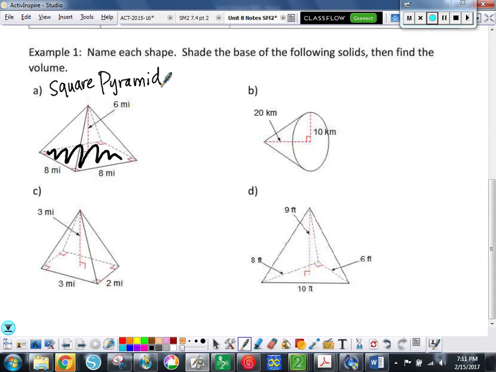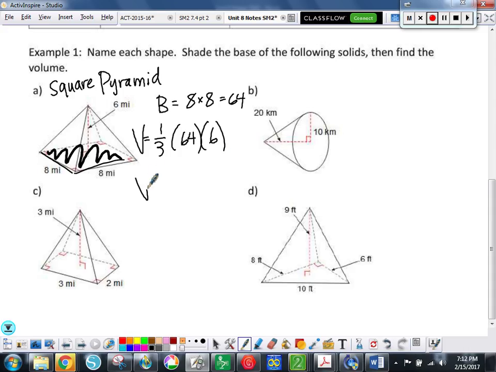The formula for the volume, let's find the base area first. The base is a square, so it's 8 times 8, which is 64. So the formula for the volume is 1/3 times the base area times the height. In this case, 1/3 times 6 is 2. 2 times 64 is 128 miles cubed.